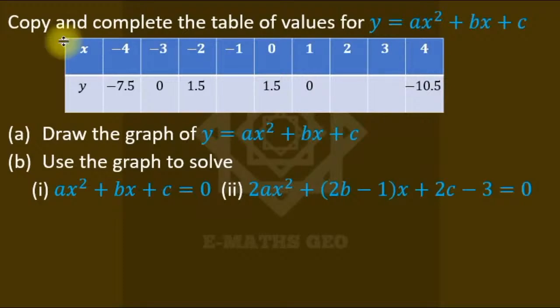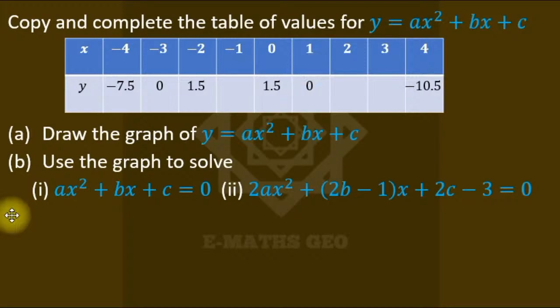So copy and complete the table of values for this. y equals ax squared plus bx plus c. So this is a quadratic curve. But there is a little problem. We don't know the values of a, b, and c, because the only way we can complete this table is to get the values of a, b, and c. Then we substitute the values of x to get the corresponding values of y. So first thing is to get a, b, and c. And how do we do it?